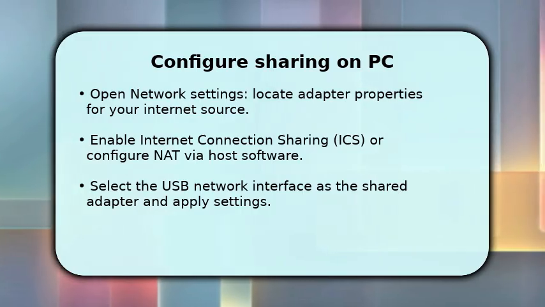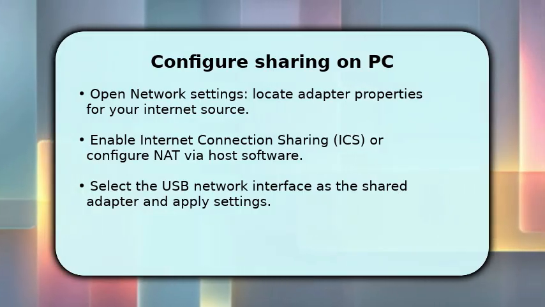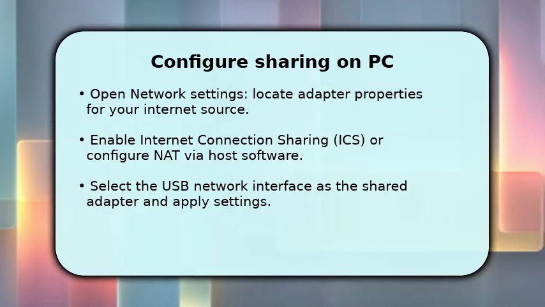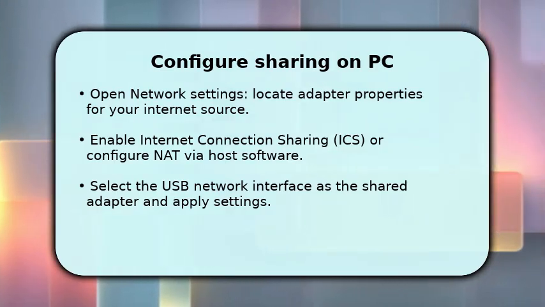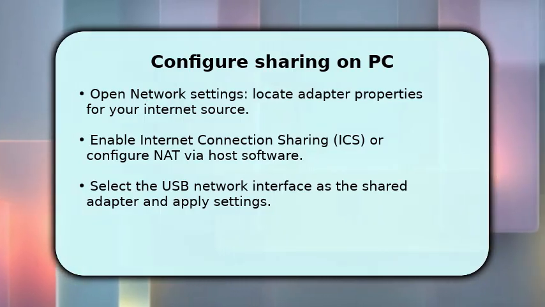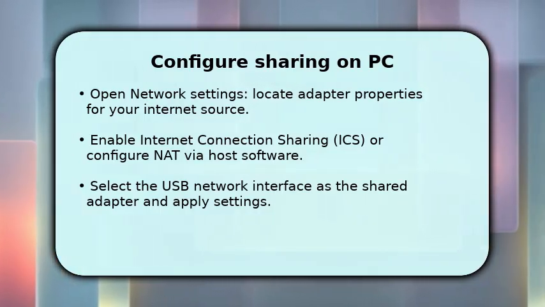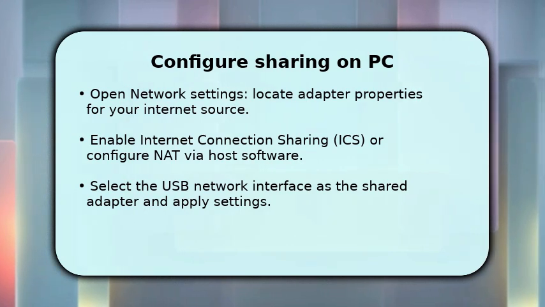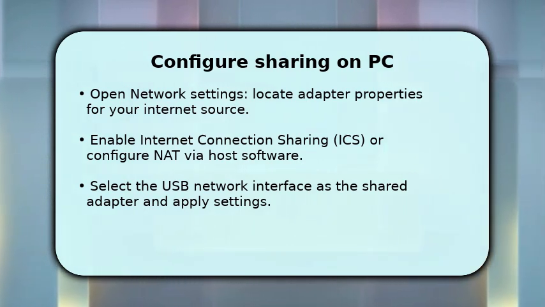On macOS, use Internet Sharing in Sharing Preferences and select the USB device as the target. On Linux, set up iptables or NetworkManager to NAT the traffic to the usb0 interface. Once applied, the PC will forward packets from the client through its Internet adapter.